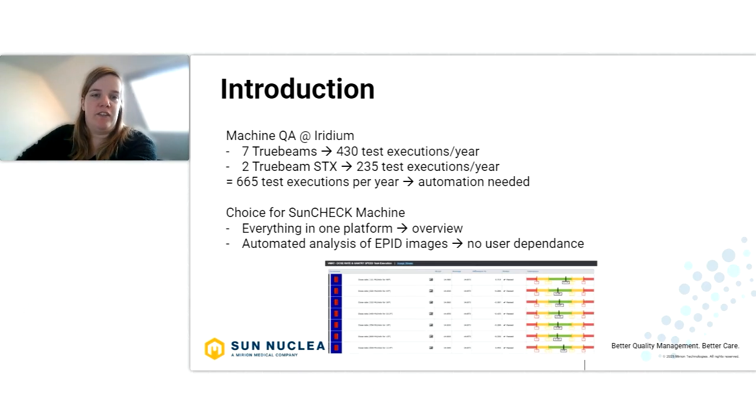So with 9 Linacs, we have a lot of tests to do every year. It's about 665 test executions every year, just normal tests, so even without tests after a machine breaks down or something like that. Therefore we needed automation. In the past, the choice for SunCHECK Machine was made to have everything in one platform, so everyone can access everything from every location, and also to have the automated analysis of the EPID images, so we got rid of the user dependence.